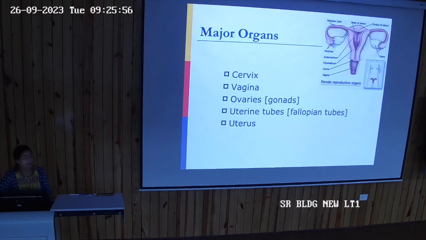If you see the female reproductive system, this is the coronal section that has been taken, showing the uterus, fallopian tube, ovary, cervix and the vagina. This coronal section is showing all the major internal organs. This is the cervix, vagina. This whole is the uterus. Laterally it has projecting tubes, which are called the fallopian tubes. At the end of the fallopian tubes, the ovaries are located. So these are the major organs.